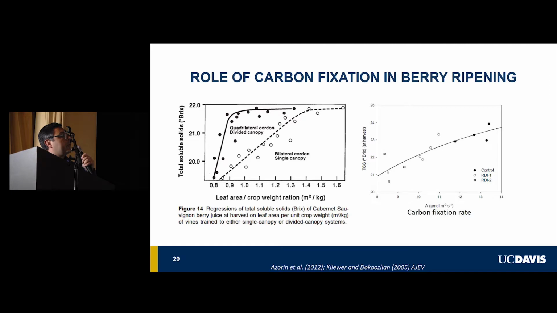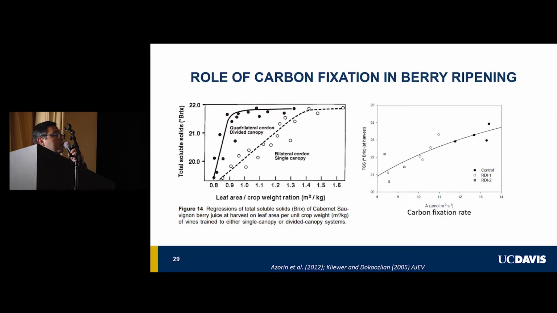So there's also the role of carbon fixation in berry ripening. The x-axis is total soluble solids, the y-axis leaf area to crop weight ratio. They compared bilateral single canopy or quadrilateral cordon divided canopy. Depending on how these fruit are exposed, the optimum time to reach technological maturity would change based on how much leaf area you have to hang. And this leaf area to crop weight ratio, from Kliewer and Dokoozlian's review paper, looked at just exposed leaf area, the functional leaf area that is photosynthesizing.